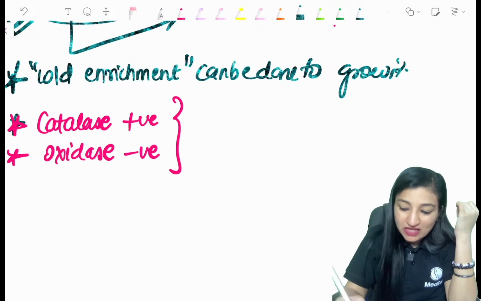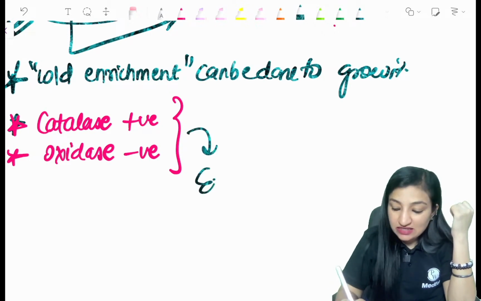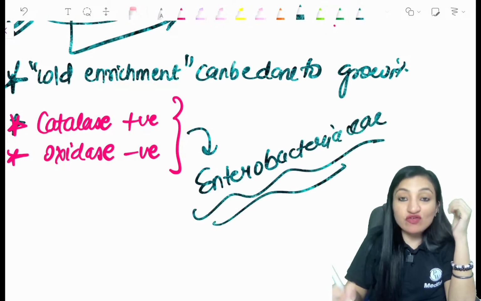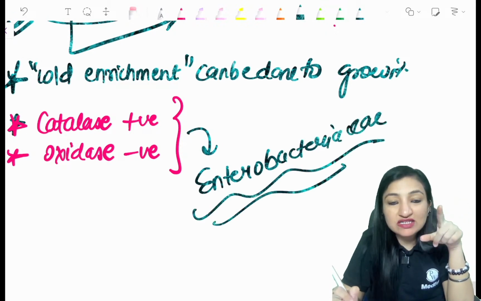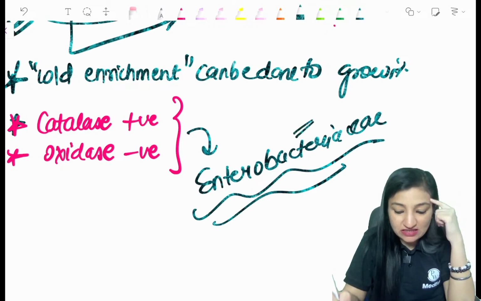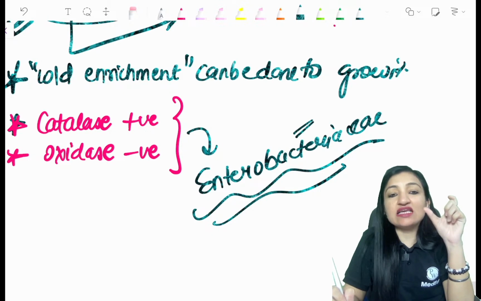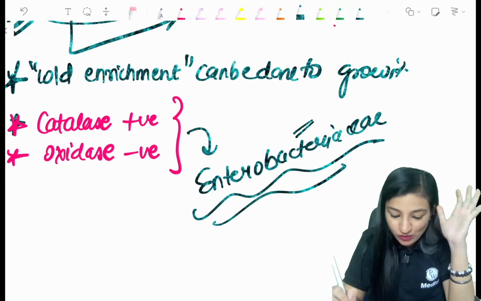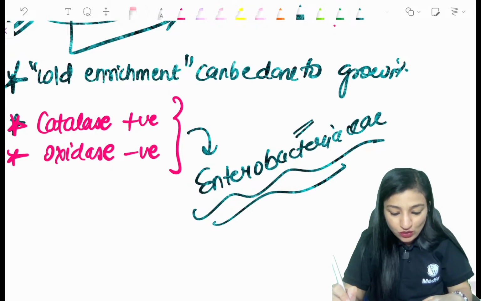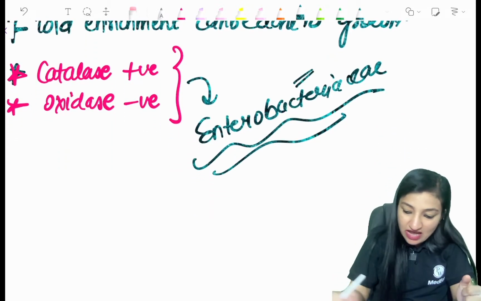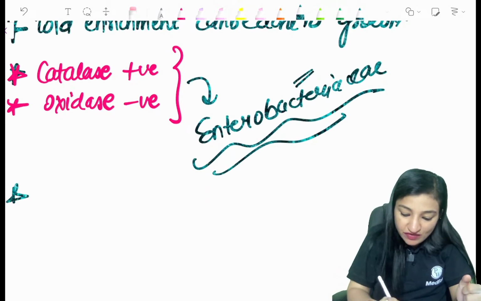Okay, I'll tell you. The name of that significant family is the family Enterobacteriaceae, which is the family of gram-negative rods which are catalase positive and oxidase negative. In the entire family of Enterobacteriaceae, there is only one catalase negative fellow, that is Shiga's bacillus or Shigella dysentery serotype 1. Okay, so this fellow is catalase positive, oxidase negative.